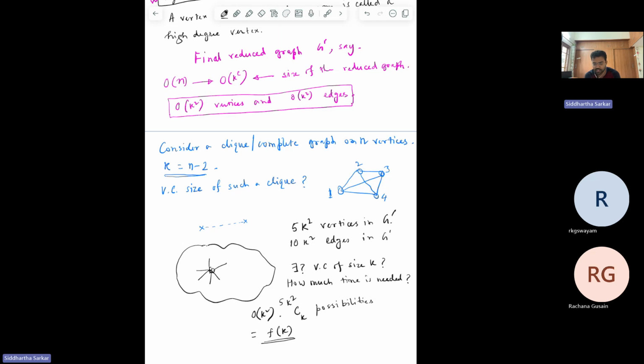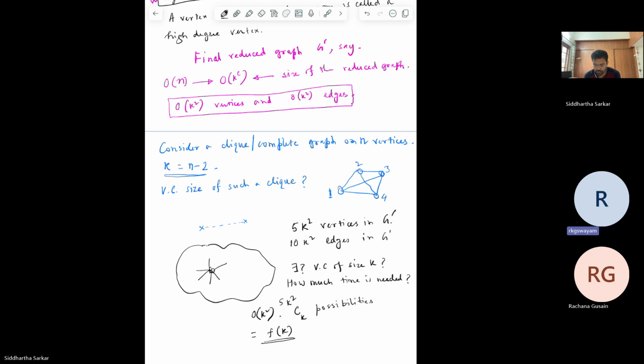No, you are not interested in checking those vertex covers which have size beyond k. What you are suggesting could lead to a vertex cover of size 5k squared if you take all the vertices. So we want to limit ourselves. We are only interested in verifying whether there exists a vertex cover of size k. Beyond k, I am not interested. Yes, now I understood.